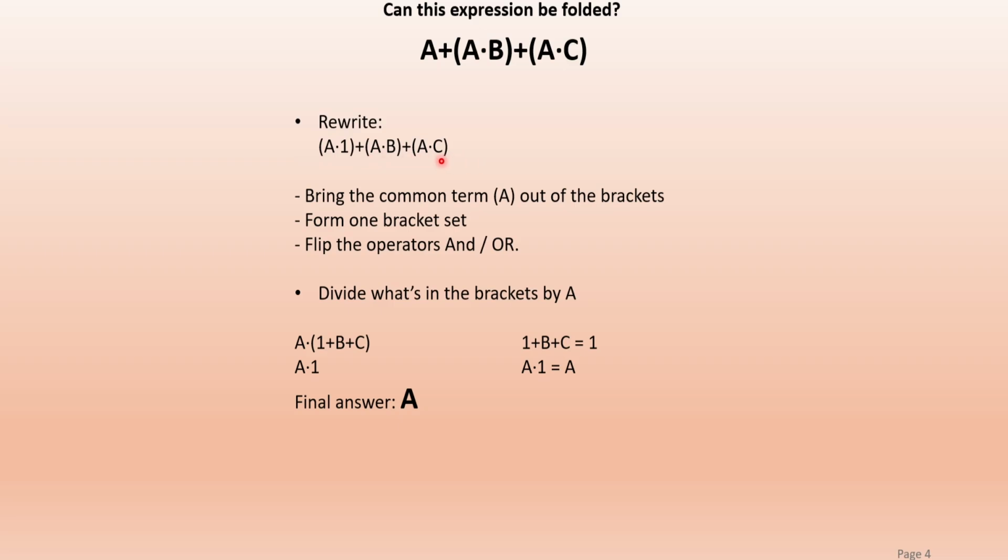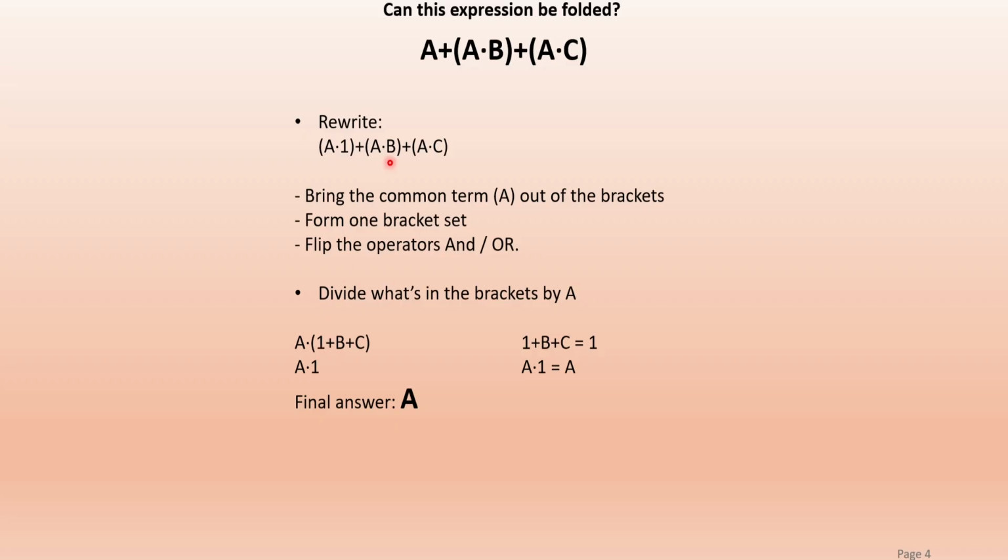So now it looks more familiar to us. Bring the common A out of the brackets, and we're going to have one common bracket for all those three. Now we can do this. Flip the ands with the ors, and pretend we're dividing everything by A. So we have the A thrown in front of the bracket. And we have this A and 1 divided, quote unquote, by A. We're going to end up with 1.